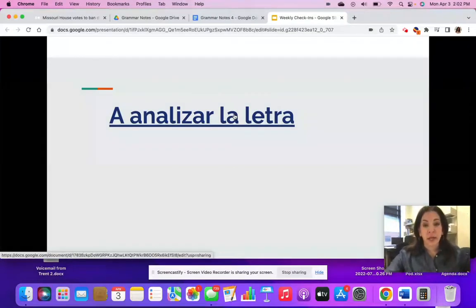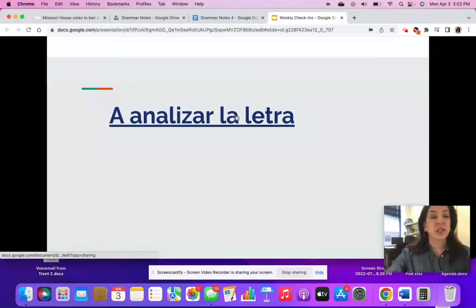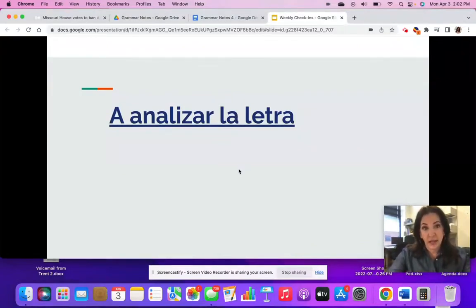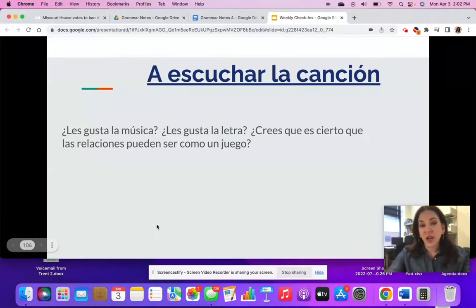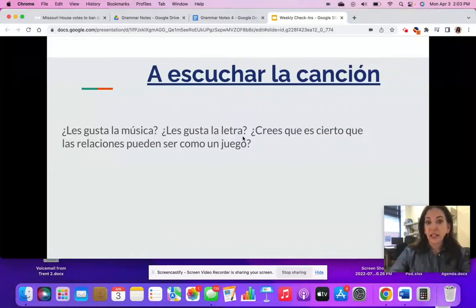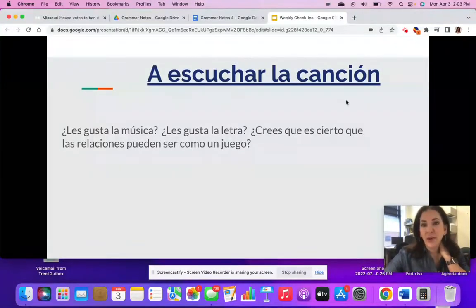I'm going to link the lyrics down below in the activity. And so you can listen to the song, you can read the lyrics and just get an idea what's going on. And there's going to be a couple of questions about this story that I just told in the activity. And then after you listen to the song, ¿te gusta la canción? ¿Les gusta la música? ¿Les gusta la letra, the lyrics? ¿Y crees que es cierto que las relaciones pueden ser, can be, como un juego? Pueden ser como un juego.